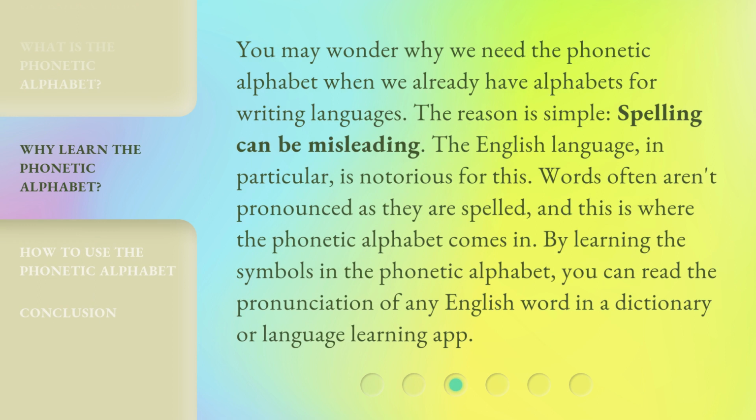You may wonder why we need the phonetic alphabet when we already have alphabets for writing languages. The reason is simple: spelling can be misleading. The English language, in particular, is notorious for this. Words often aren't pronounced as they are spelled. And this is where the phonetic alphabet comes in. By learning the symbols in the phonetic alphabet, you can read the pronunciation of any English word in a dictionary or language learning app.